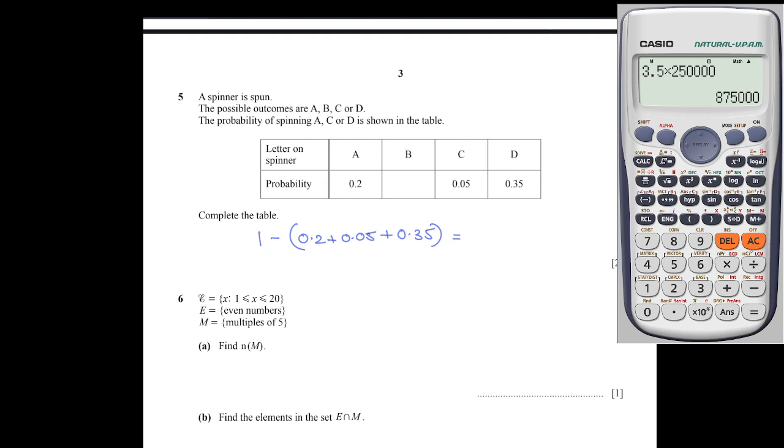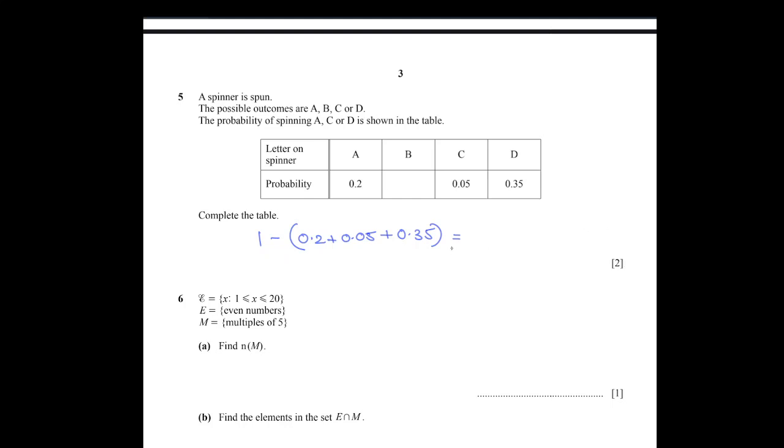Do it. 1 minus, 0.2, 0.05, 0.35, close the bracket, 2 by 5, which is 0.4. So the answer is 0.4.